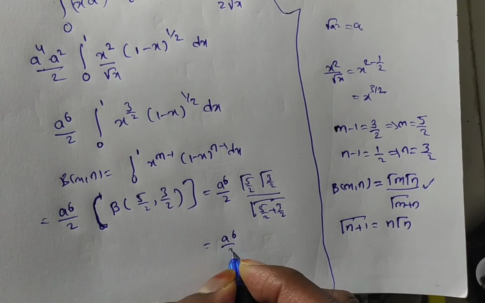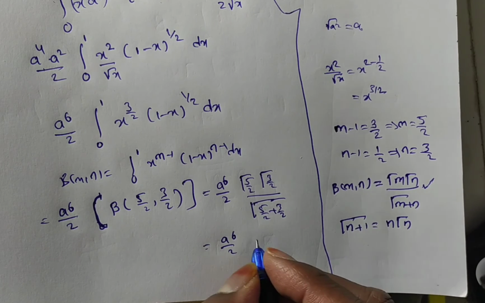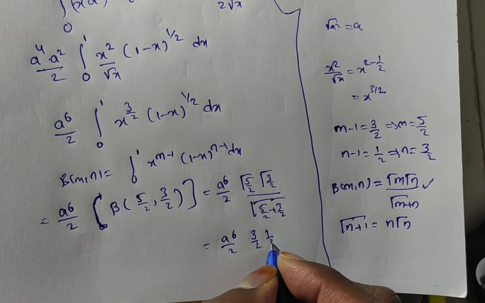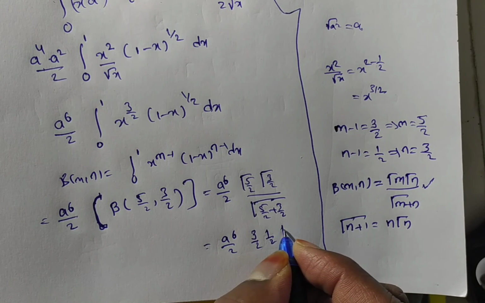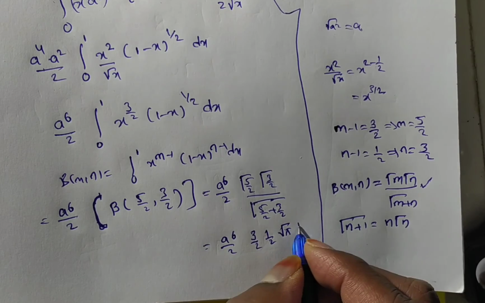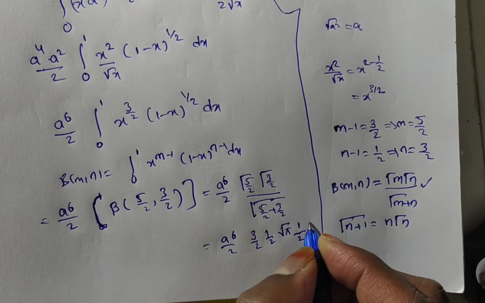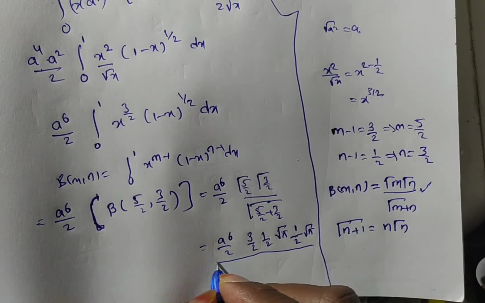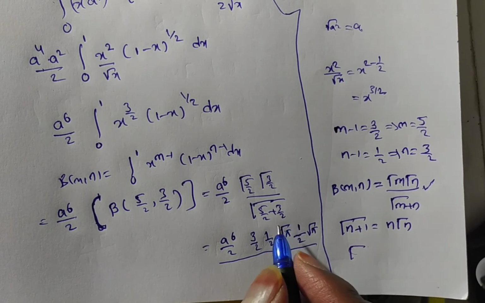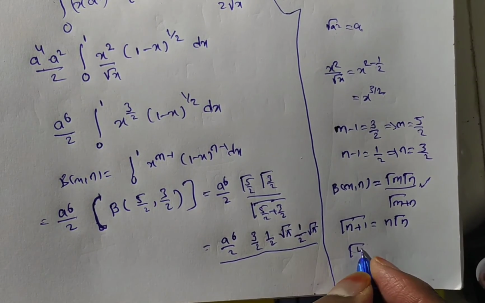A to the power of 6 by 2. This gamma 5 by 2 you can write, 5 by 2 means 3 by 2 plus 1. So 3 by 2 into gamma 3 by 2, which is 3 by 2 into 1 by 2 into gamma 1 by 2. Gamma 1 by 2 is nothing but root pi. Divided by gamma of 5 by 2 plus 3 by 2, that is totally 8 by 2. 8 by 2 is nothing but 4.